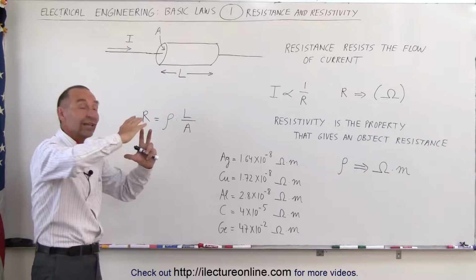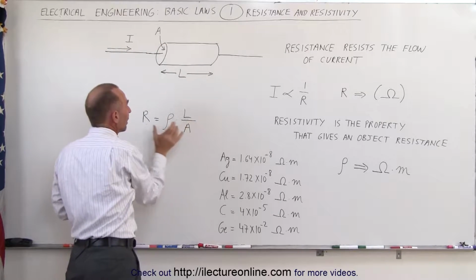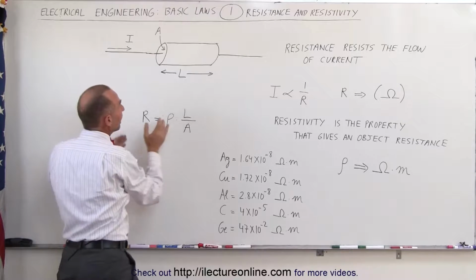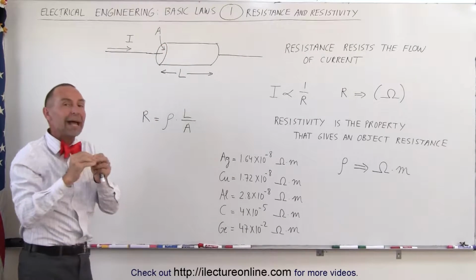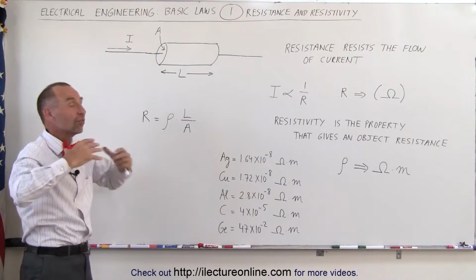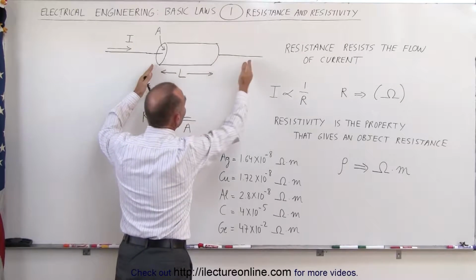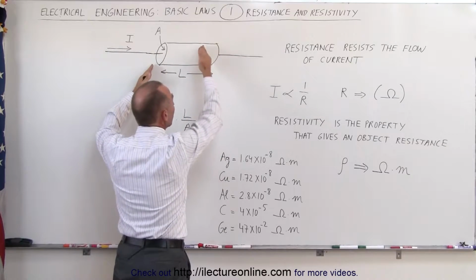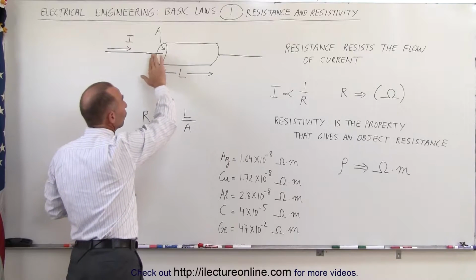If you make the cross-sectional area bigger, there are more paths for the current to take, and therefore it will lower the resistance. If you make the cross-sectional area smaller, there are fewer paths that the current can take, and therefore the resistance increases. If you make the object longer, there's a longer path through which the current has to struggle, and therefore the resistance will go up.